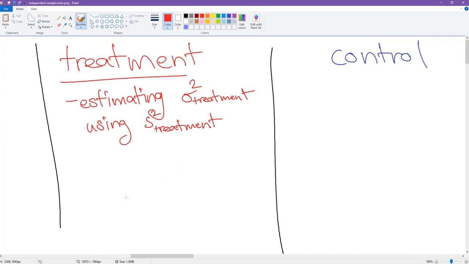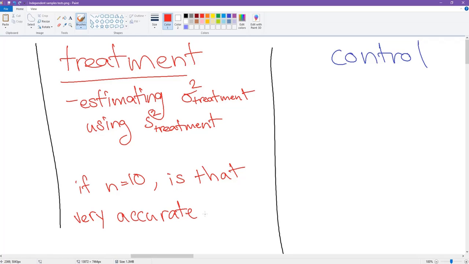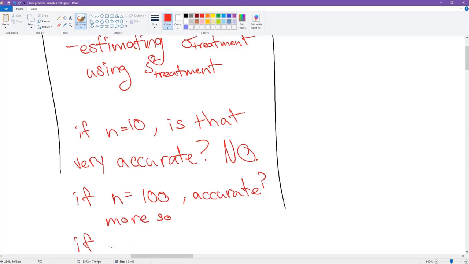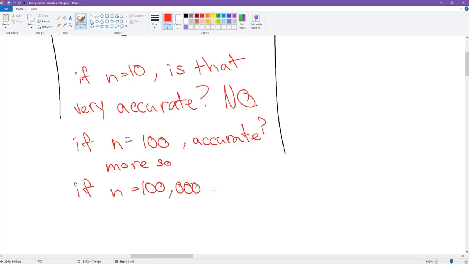And now what really happens here is we only have 10 dogs in our sample. Is that going to be very accurate at estimating the population variability? No, probably not. If you have 100 dogs, is that accurate? That's a little bit more accurate. It might not be 100% accurate. But if you had 100,000 dogs, I hope you don't have allergies, and you're going to get very accurate at determining what the population variability is.